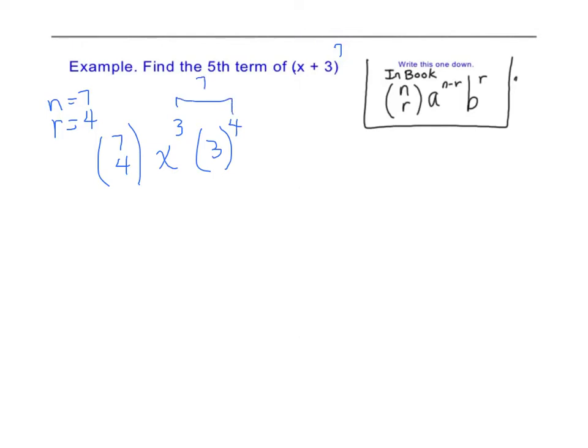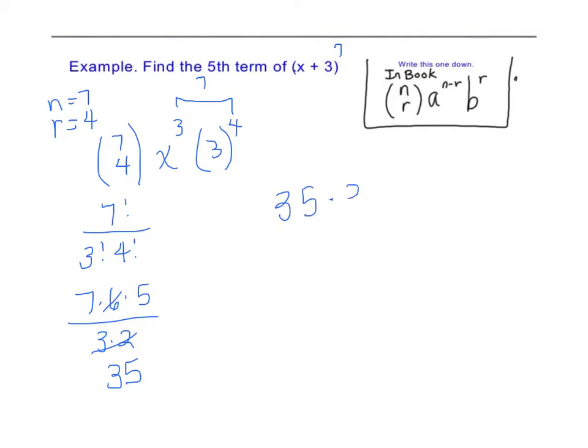All right, so then I find the combinations. So 7 factorial over 3 factorial, 4 factorial, which is 7, 6, 5. The 4 factorials cancel, 3, 2, this cancels, so this is 35. So put it all together, 35 times 3 to the 4th, x to the 3rd. 3 to the 4th is 81. So 81 times 35 is 2,835.